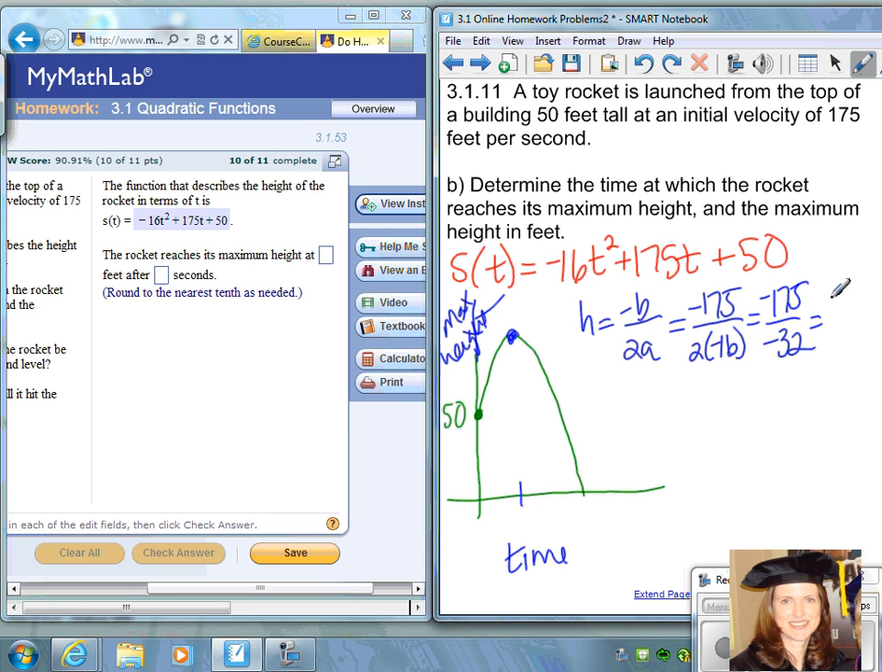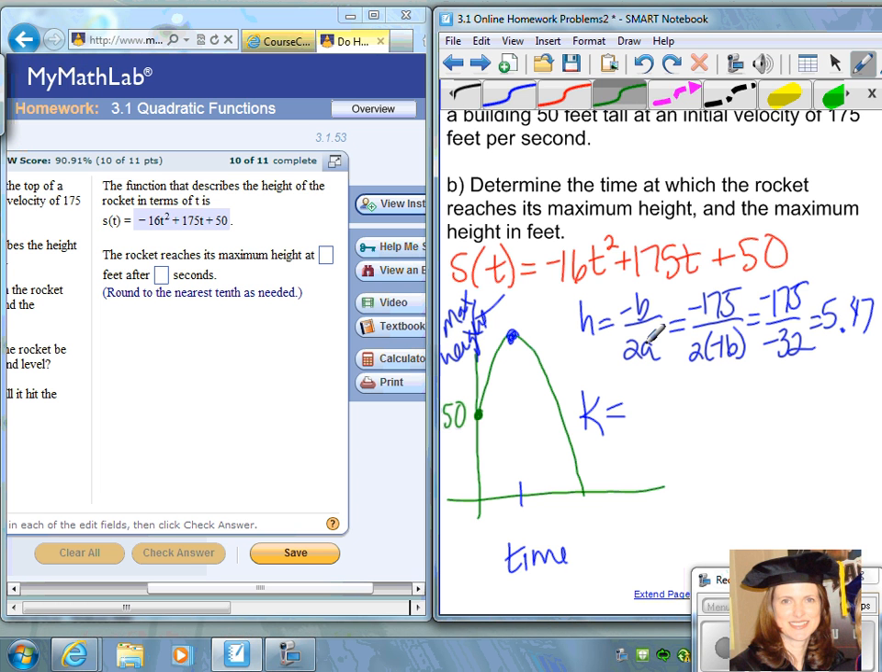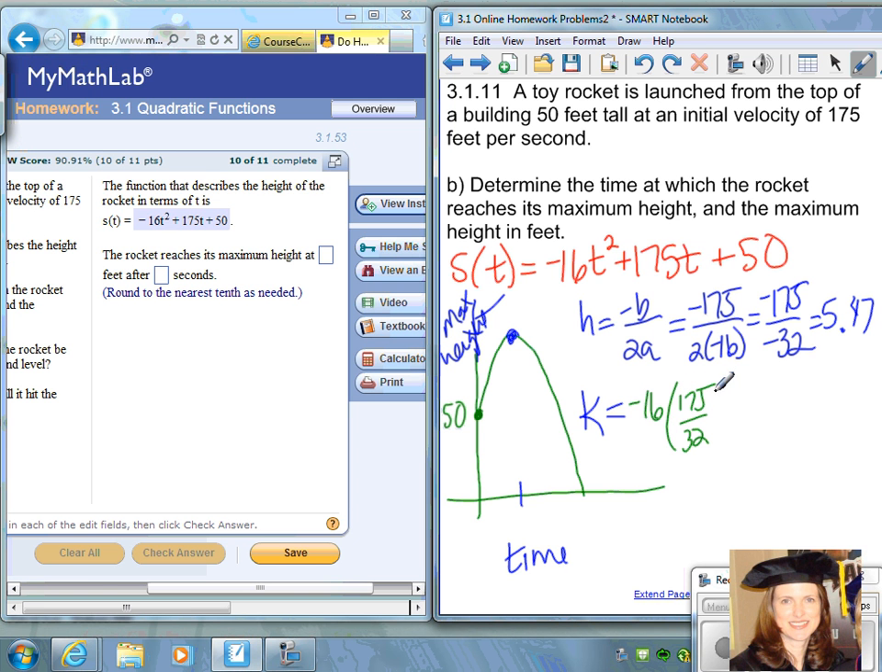and I'm going to write that as, let's see, it says round to the nearest tenth, so that means it's 5.7 is the h. And then the k we find by plugging that back into the original function. Now you want to be careful when you make that substitution because you don't want any rounding errors. So rather than put in the decimal rounded answer, I'm going to plug in the fraction, 175 over 32, plus 175 times 175 over 32 plus 50.